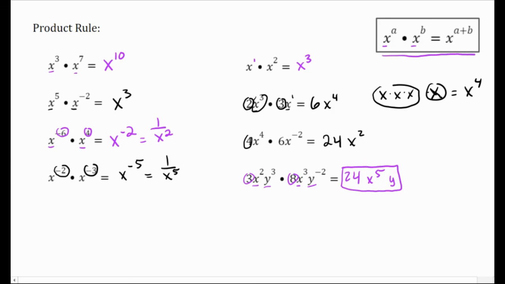So there are my practice problems for the product rule when we're dealing with exponents.